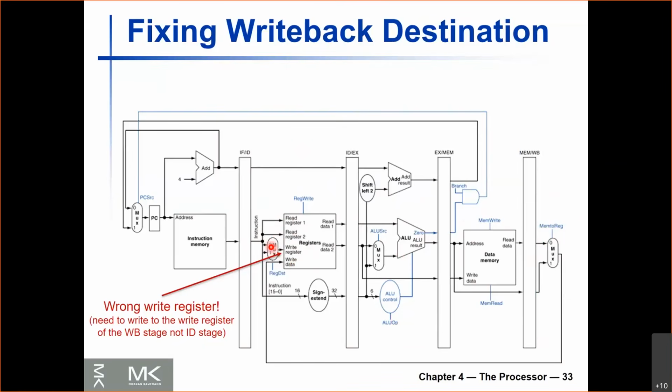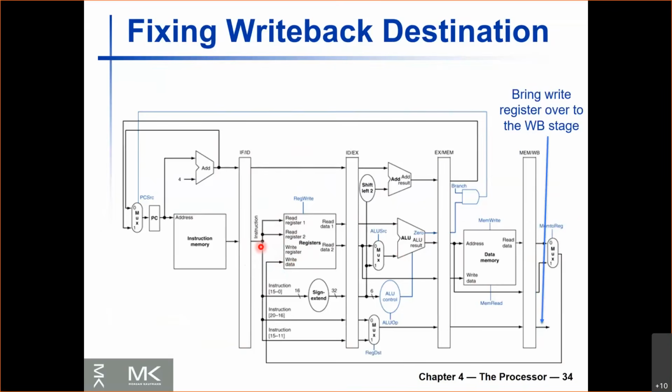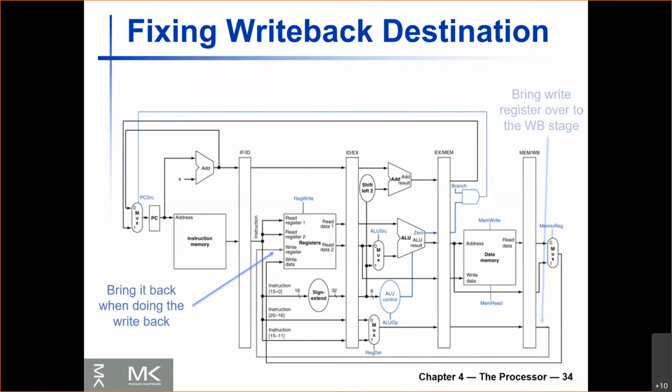So that's why what we're going to do is we're going to take RS and RT, select the destination register. We're going to bring the destination register number all the way with us to the write back stage. So now I have the number of the register I want to write to over here. And then when I'm in the write back stage, I'm going to take this value and bring it back and provide it as the write register number. So the write register number is going to correspond to the write register of the instruction that's in the write back stage, not the instruction that's in the decode stage. Is that clear now?